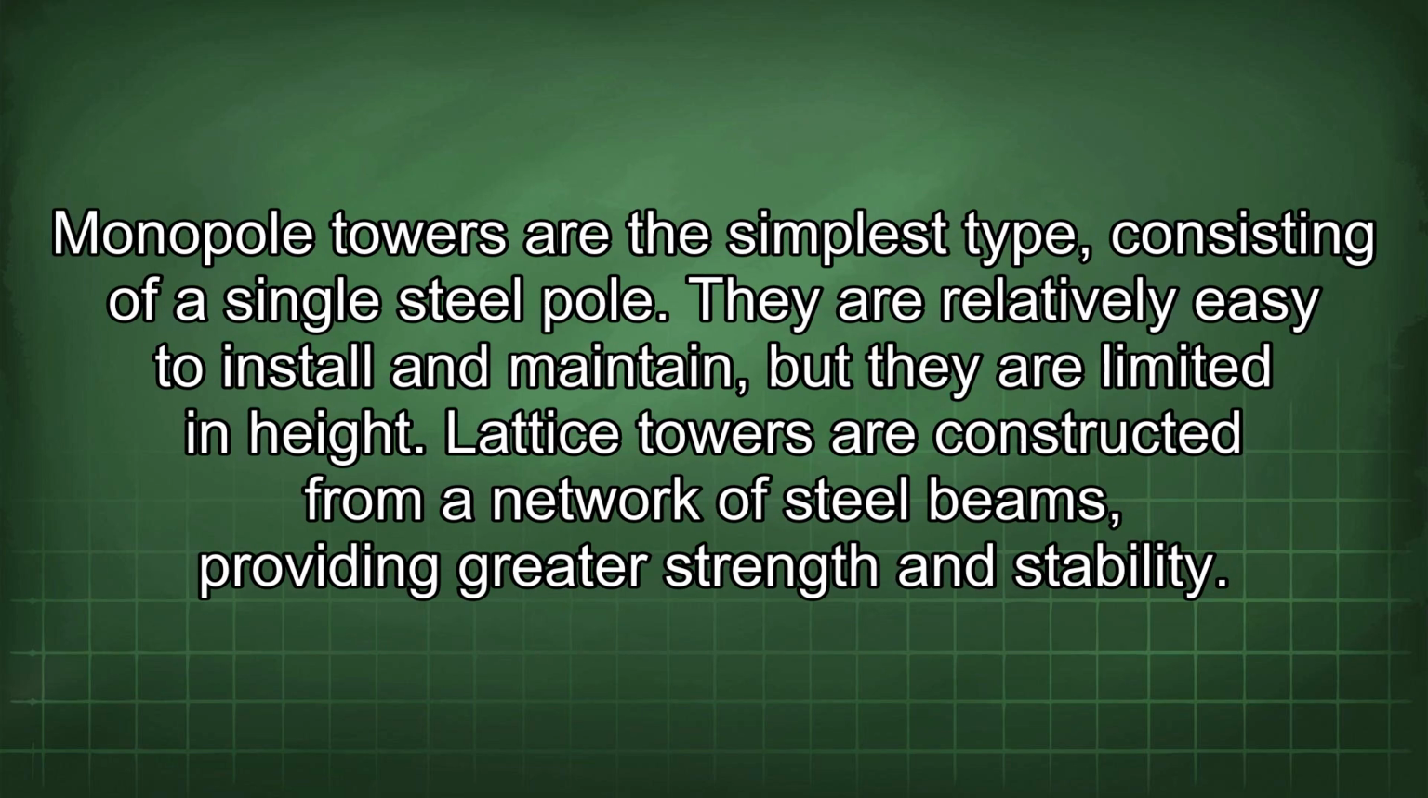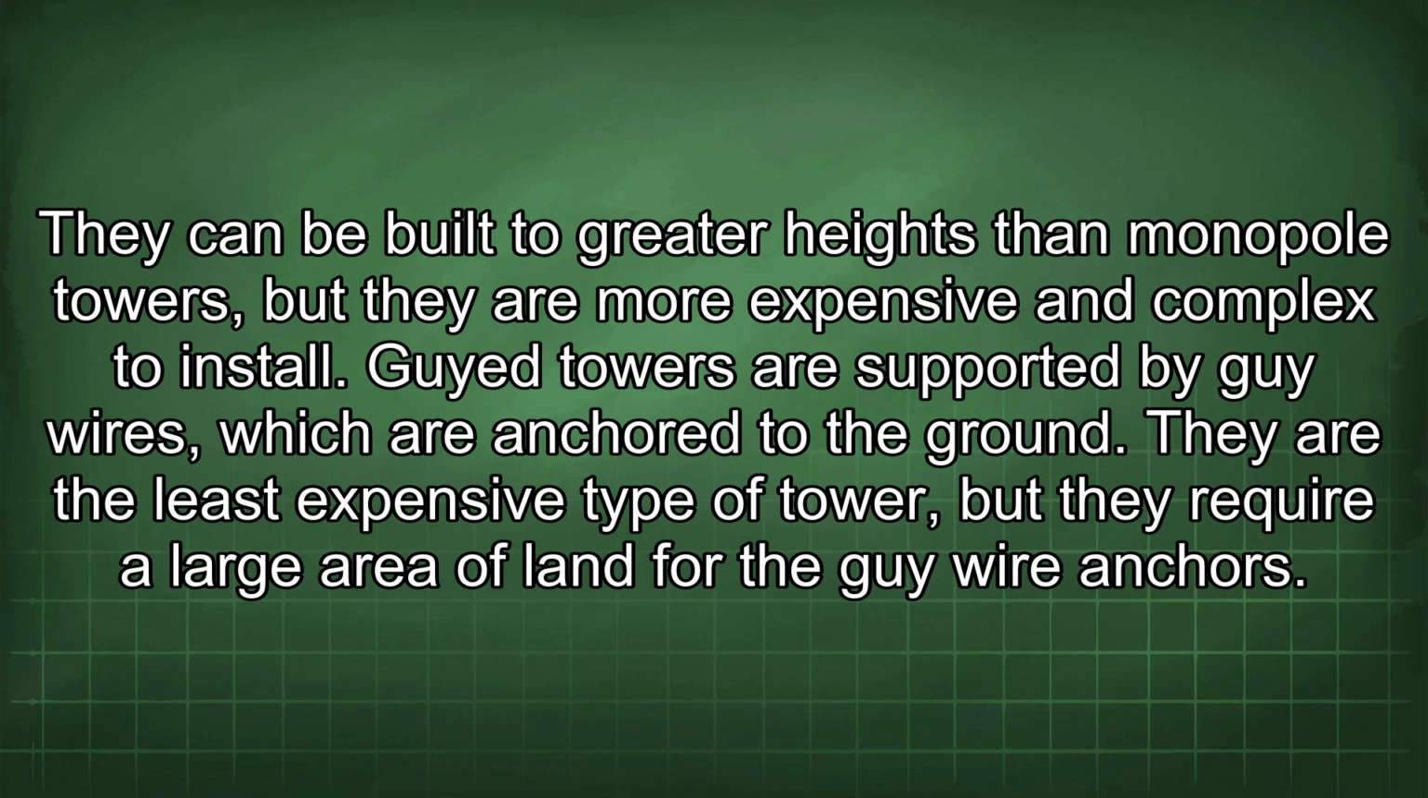Monopole towers are the simplest type, consisting of a single steel pole. They are relatively easy to install and maintain, but they are limited in height. Lattice towers are constructed from a network of steel beams, providing greater strength and stability. They can be built to greater heights than monopole towers, but they are more expensive and complex to install. Guy towers are supported by guy wires, which are anchored to the ground. They are the least expensive type of tower, but they require a large area of land for the guy wire anchors.